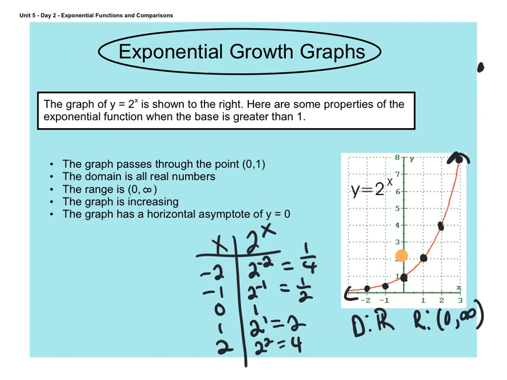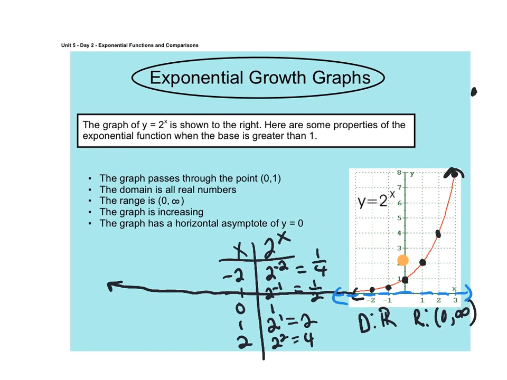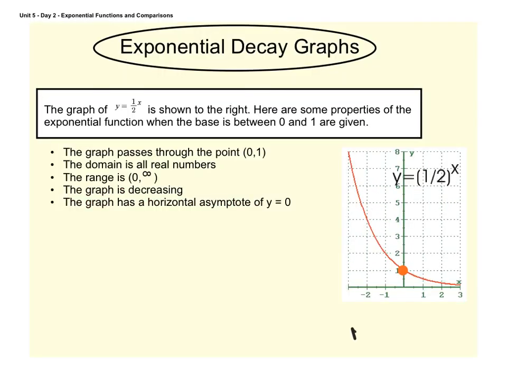Why is 0 not in brackets? Well, as you go in this direction, I'm getting closer and closer and closer to 0, but I'm never crossing it. I'm getting infinitely close, but not crossing it. So I'm going to have a horizontal asymptote here on the x-axis. It's going to get infinitely close to it without crossing.